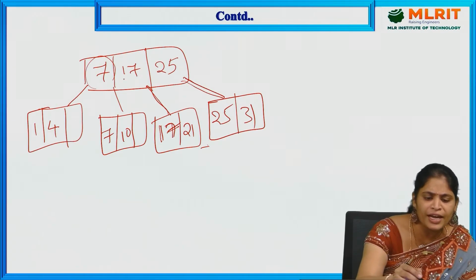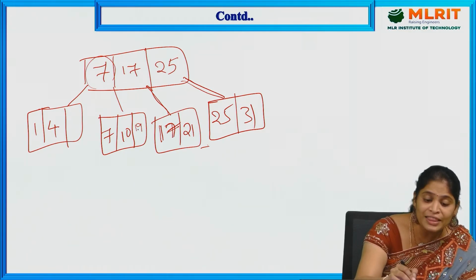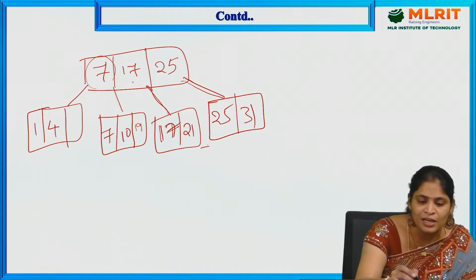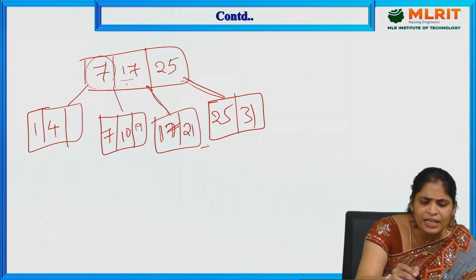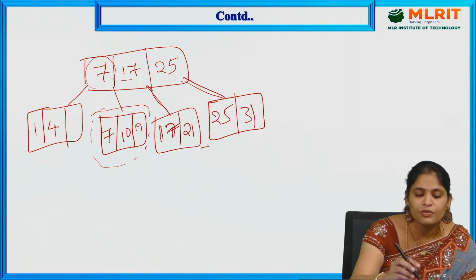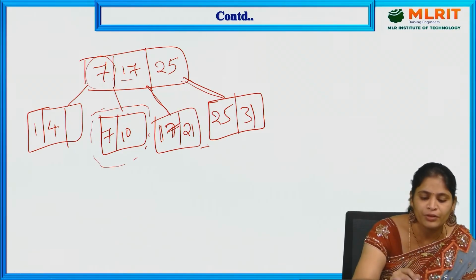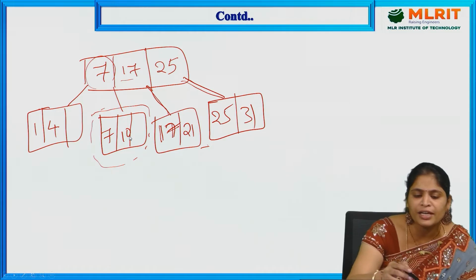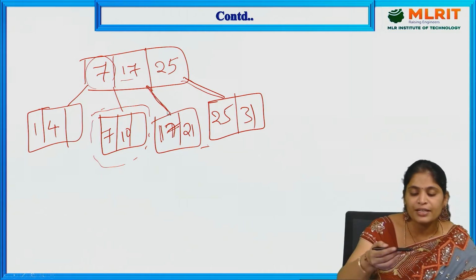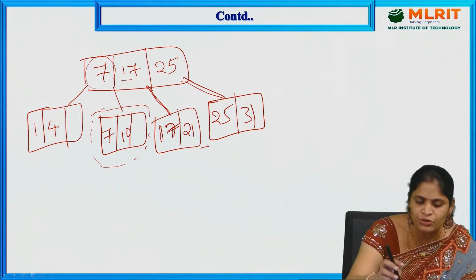If at all I insert 19 here, then I violate the B+ tree rule. Why? Because see here, this is the left subtree of 17. That must be less than 17, but 19 is greater, so we must not insert 19 here. So where should we insert 19? Here, after 17, because 19 is greater than 17.